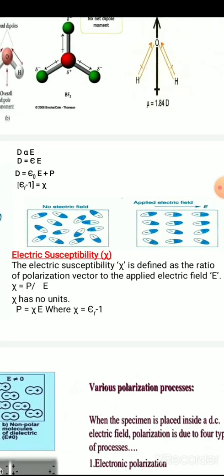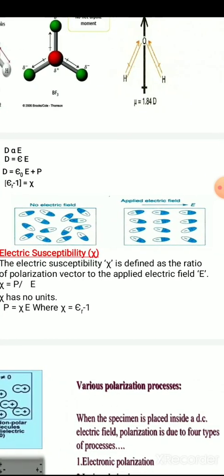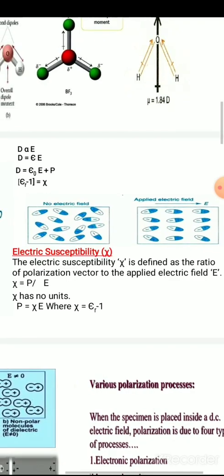Here we can see two figures. The first one is with no electric field, the second one is with applied electric field. In the first figure there is no electric field, so the dipoles are in random orientation. In the second one there is an electric field and they are aligned in the correct position.